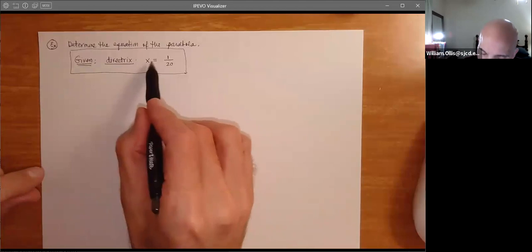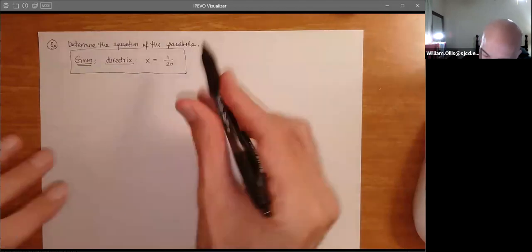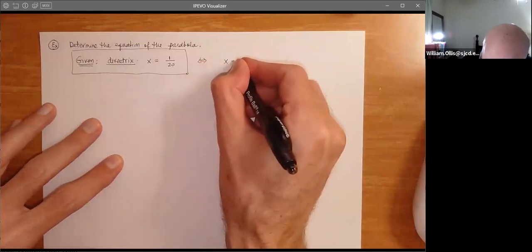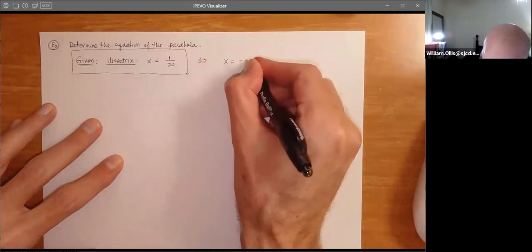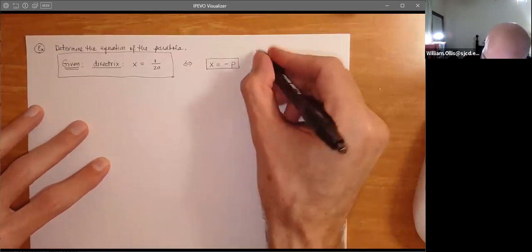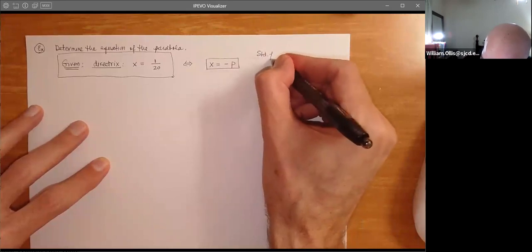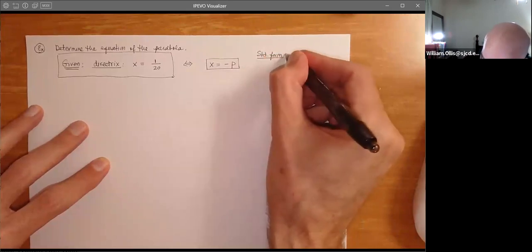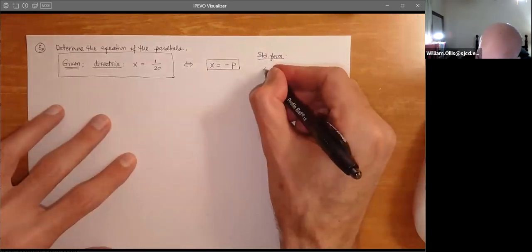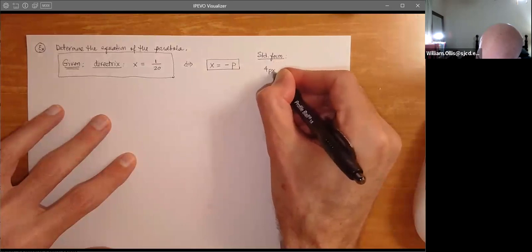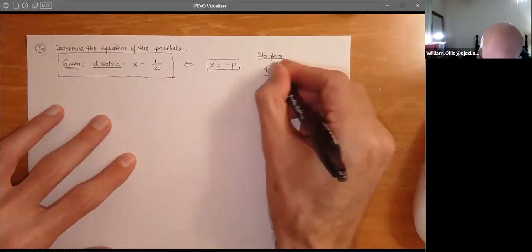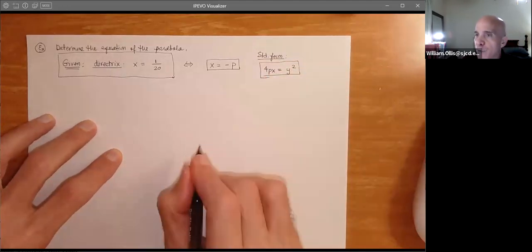So here you're saying, okay, the directrix is given to be this. So first you say equivalently, this is x equals the additive inverse of p, okay? That we know already. And then, what's the standard form? We did that on the last example. The standard form is what we're going to need to write the actual equation. So this will be 4px equals y squared.